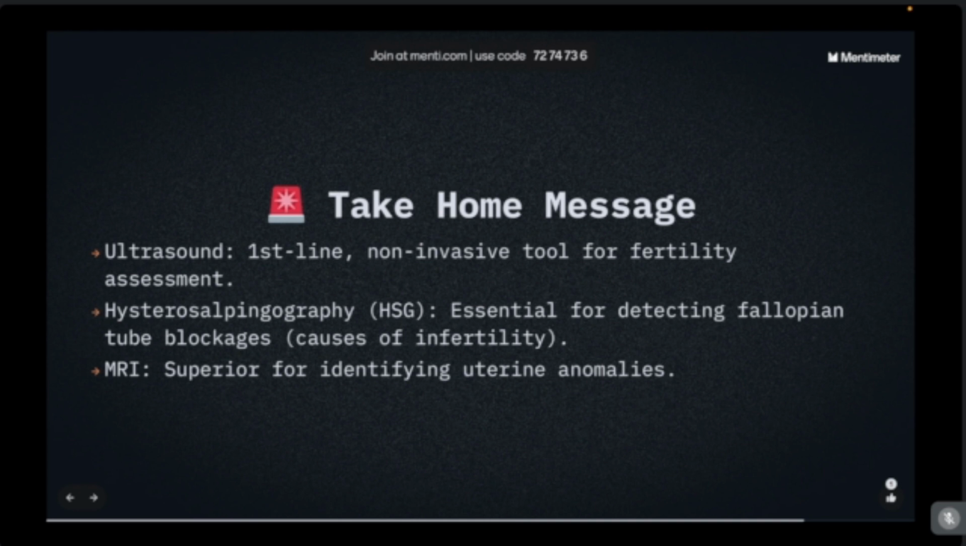And the third thing is MRI. The MRI is superior for identifying uterine anomalies. So lately, they don't do hysterosalpingography for uterine anomalies. The MRI is better, so that's why they use it for the anomalies. The hysterosalpingography is essentially for the causes of infertility. So you can see, of course, the hysterosalpingography is the better procedure to see the fallopian tubes. And of course, together, these tools form a comprehensive approach in evaluating and understanding female reproductive health, each with its unique contribution to gynecological radiology and fertility assessments.